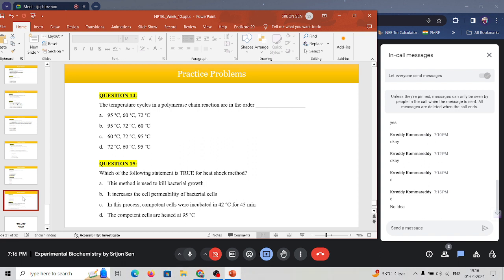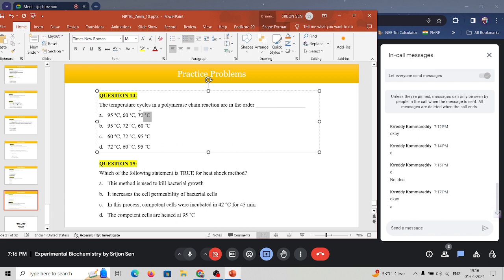The next one. The temperature cycles in a polymerase chain reaction are in the order... So what is the order of the temperature cycle in a polymerase chain reaction? Yes. Fantastic. Denaturation at 95, annealing at 60, and extension at 72 degrees. So that is the correct option.